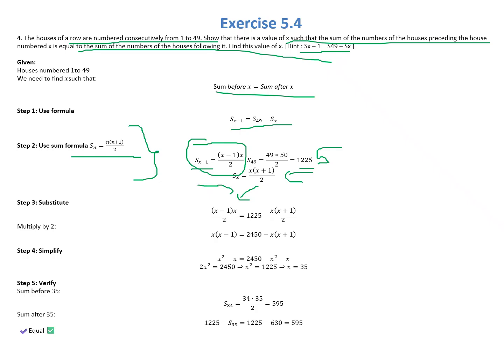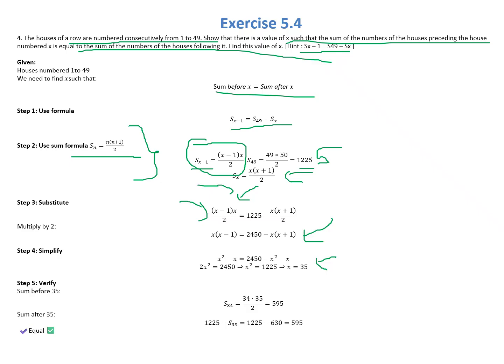Because we have taken S(x minus 1) equal to S49 minus S(x), when we solve this, (x minus 1) times x by 2 is equal to 1225 minus x into (x plus 1) by 2. When we solve this entire equation, we get the final value of x is equal to 35.